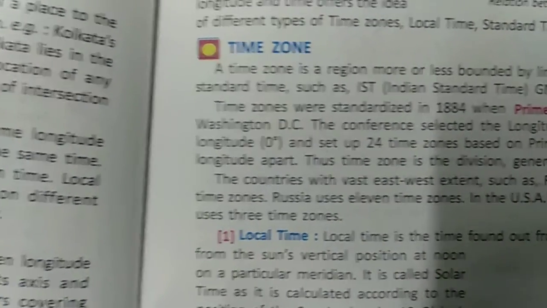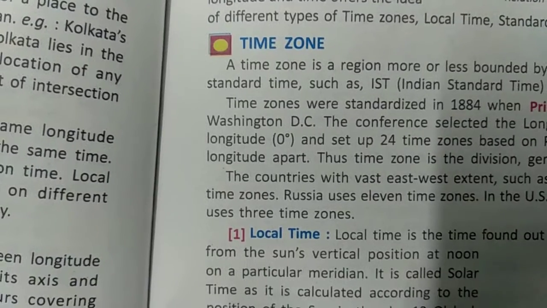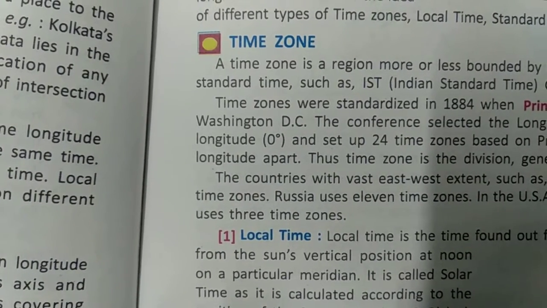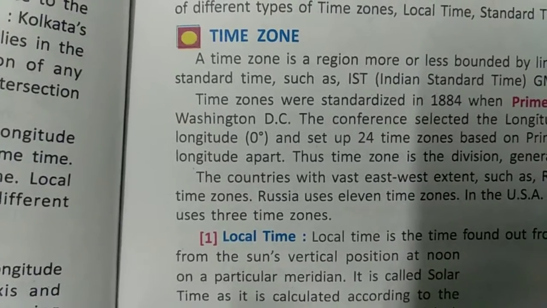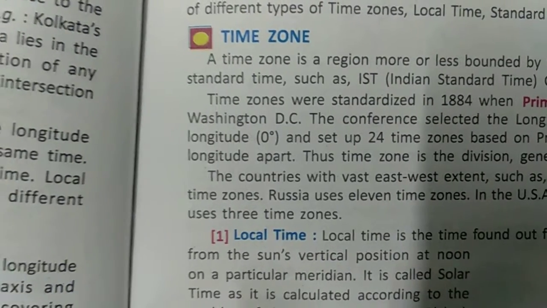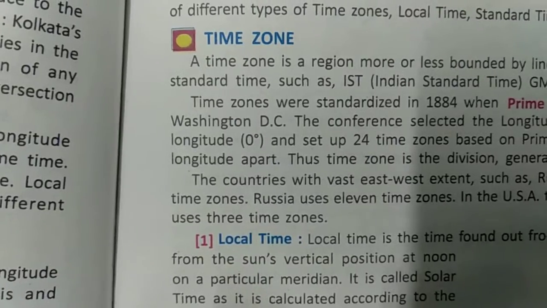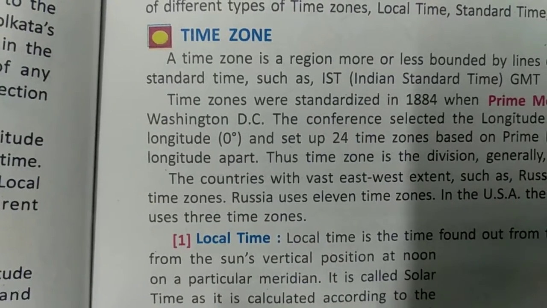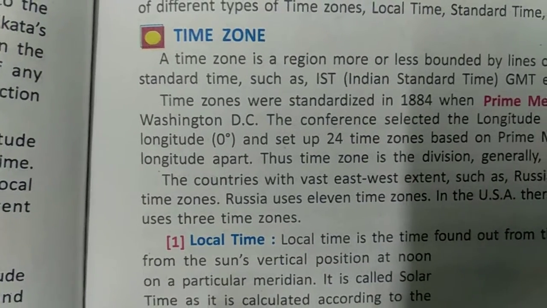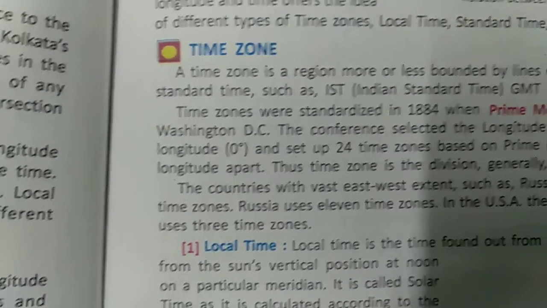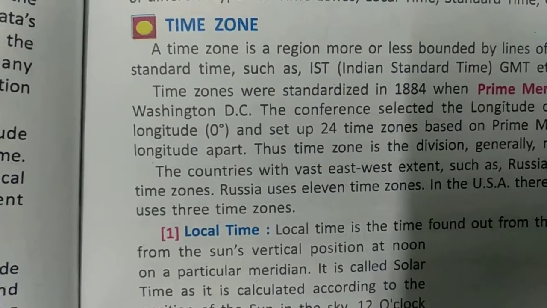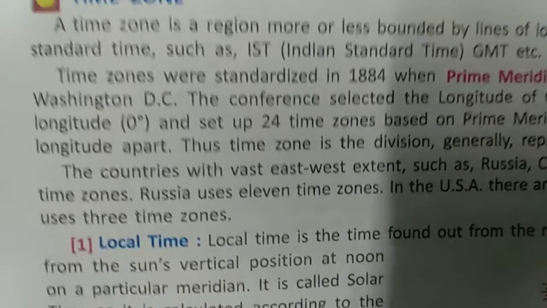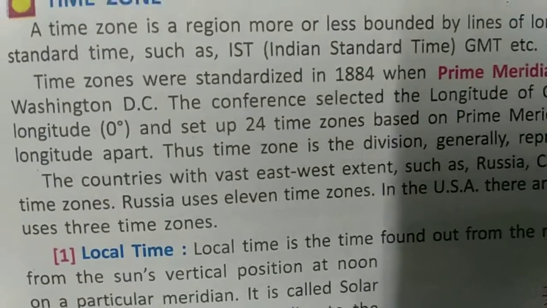Now, time zones were standardized in 1884, when a Prime Meridian Conference was held in Washington, and there a longitude was selected as 0 degree, which is in Greenwich, and a set of 24 time zones based on the prime meridian, spaced about 15 degrees of longitude apart, was created. Thus, a time zone is a division generally represented by 15 degrees of longitude.